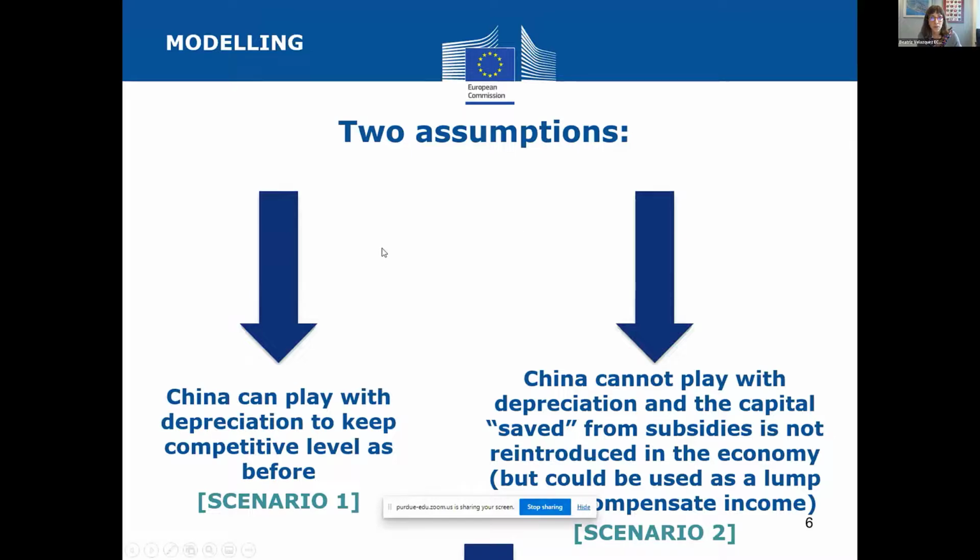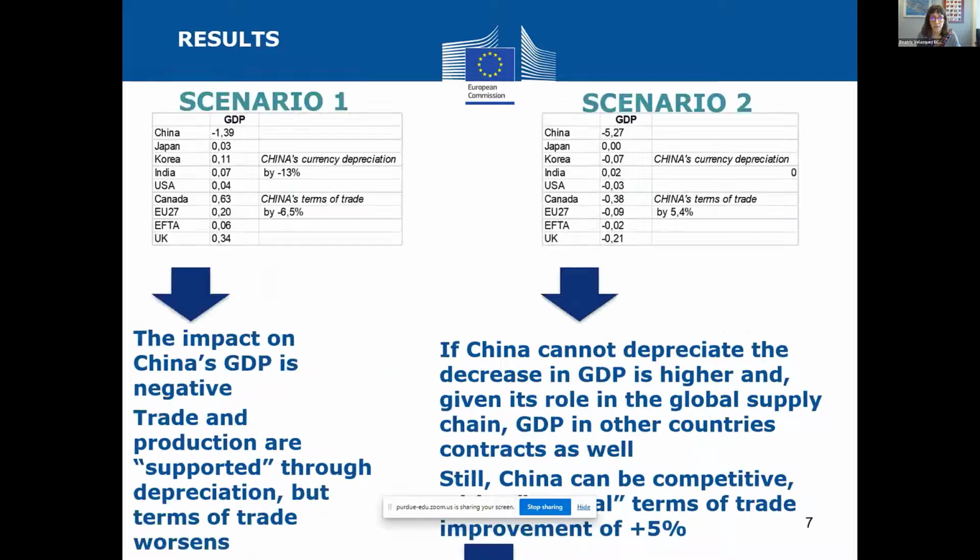And we have two assumptions. What if China reduces subsidies? We can say that China could play with depreciation to keep its competitiveness as it is, and this is scenario one. But then we made it so that China cannot play with depreciation, so we fixed capital. And in this case, the money which is saved from these subsidies could take another form, and we can hypothesize that this could be a lump sum payment to consumers, to income, etc. And this is the second scenario.